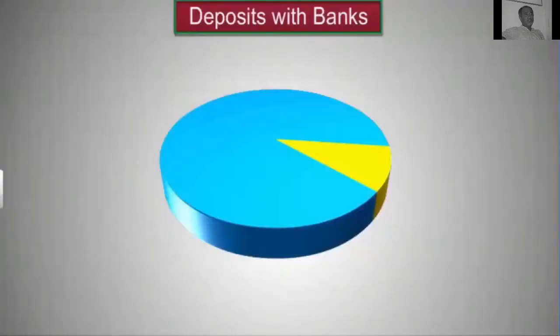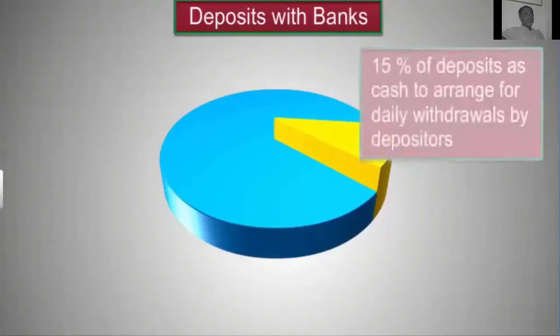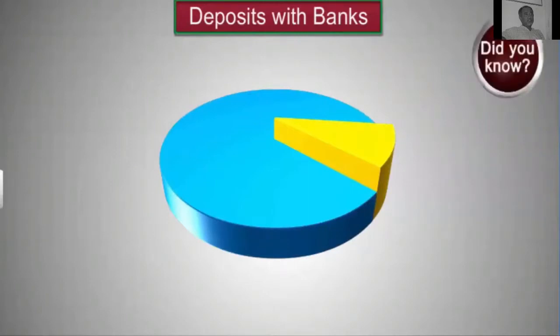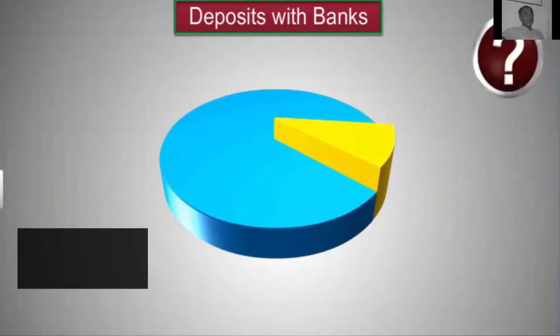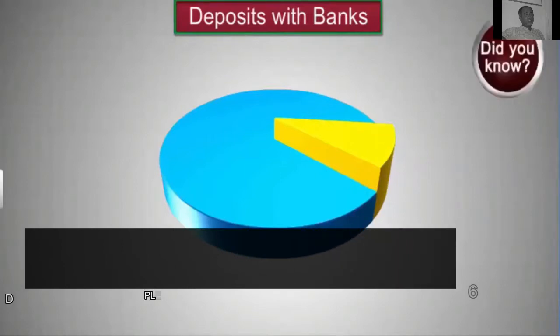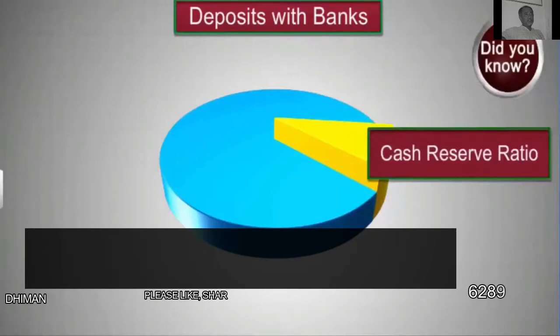As per the directives of the Reserve Bank of India, banks hold about 15% of their deposits as cash to arrange for daily withdrawals by depositors. Did you know, the percentage of cash reserves against deposits that a bank must maintain at all times is called the cash reserve ratio, or CRR. This ratio keeps changing from time to time depending on the prevailing economic conditions.